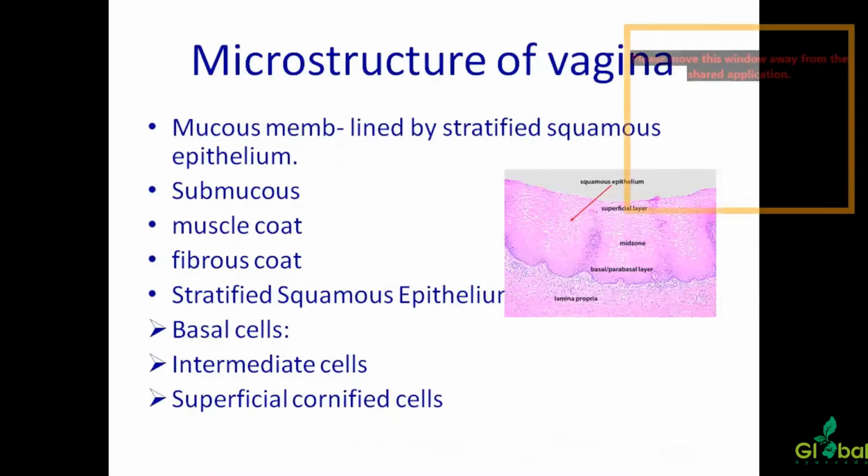Then coming to the microstructure of the vagina, it is lined by mucous membrane, mainly stratified squamous epithelium. Then there is the submucous layer, then the muscle coat and fibrous coat. The stratified squamous epithelium consists of basal cells, intermediate cells and superficial cornified cells.